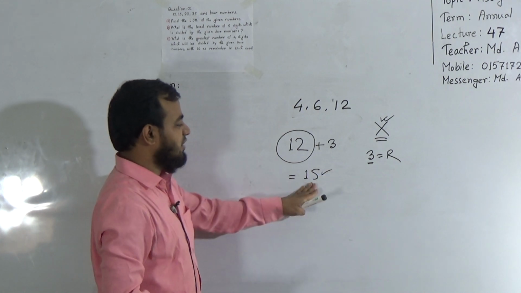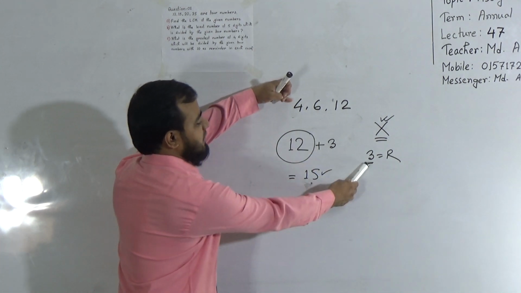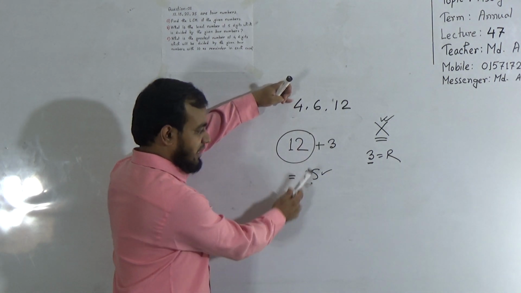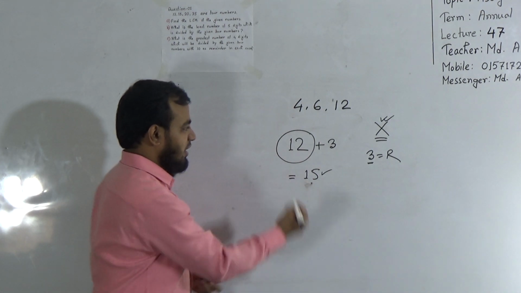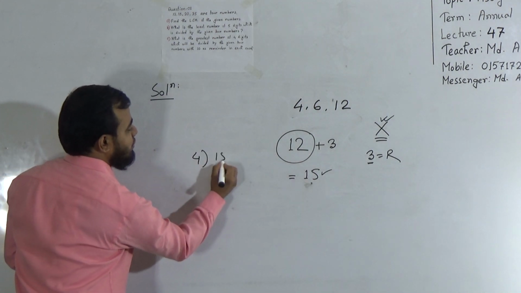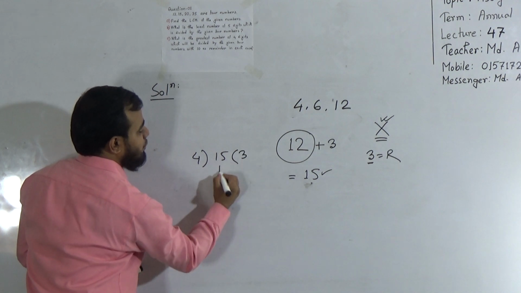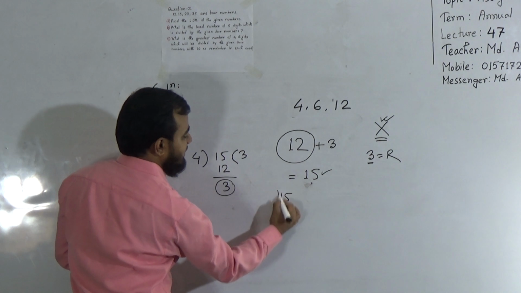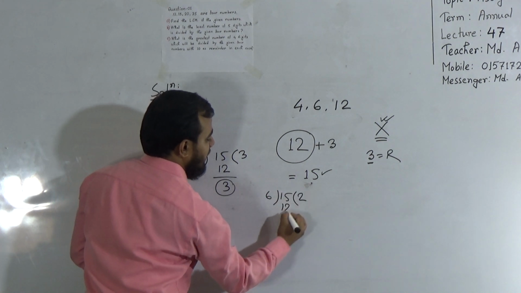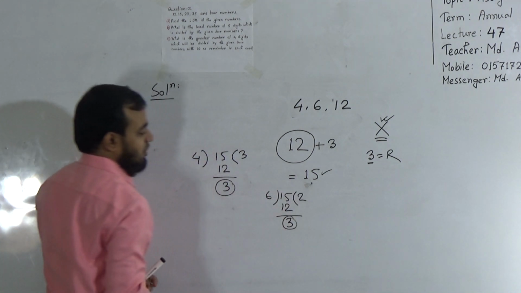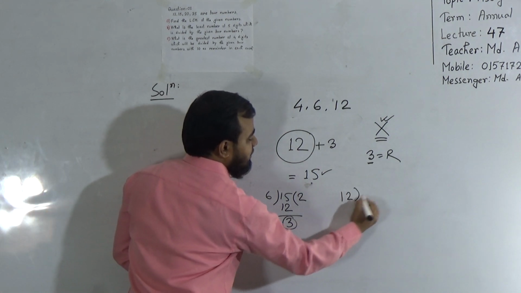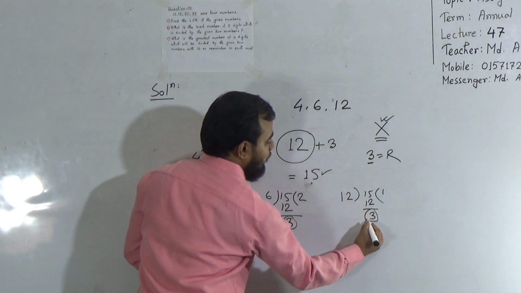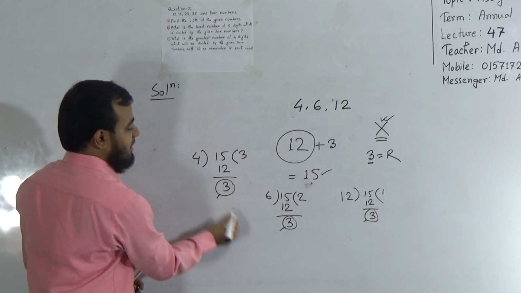When we divide 15 by 4, we will get 3 as remainder. When we divide 15 by 6, we will get 3 as remainder. And when we divide 15 by 12, we will get 3 as remainder. And so we can show that also. 3 4s are 12 and remainder is 3. When we divide 15 by 6, 6 2s are 12 and the remainder is 3. Also, when we divide 15 by 12, 12 1s are 12, the remainder is 3. So in all of the cases, the remainder is 3.